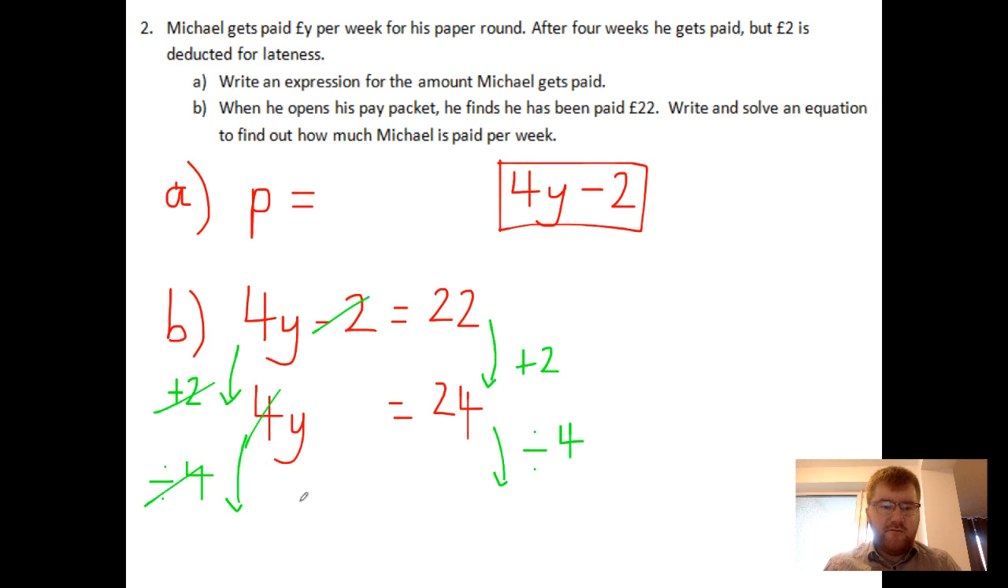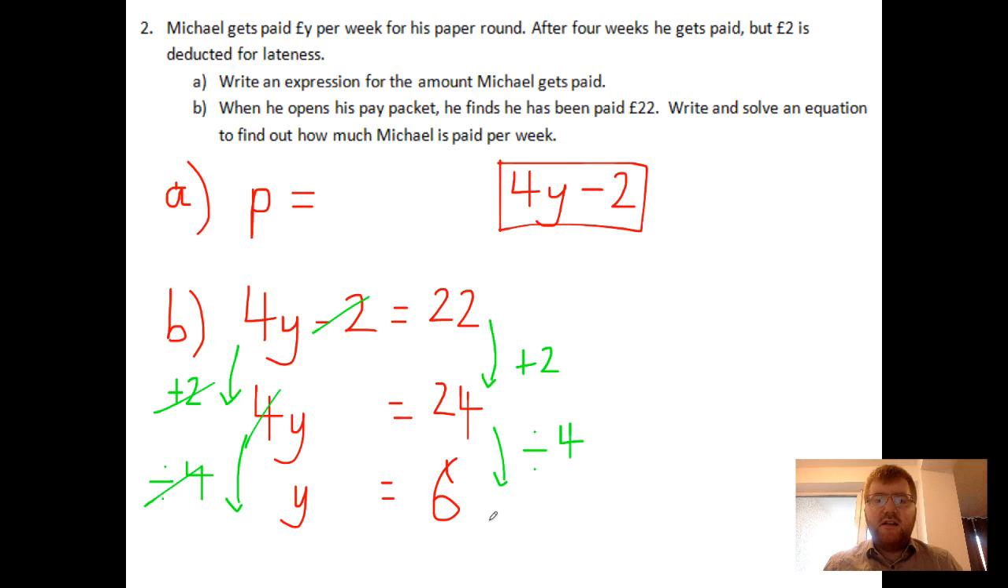So we're left with y is equal to 24 divided by 4. So how many 4s go into 24? 4, 8, 12, 16, 20, 24. 6, there we are. So we get 6.